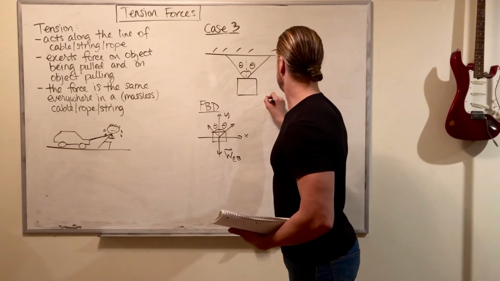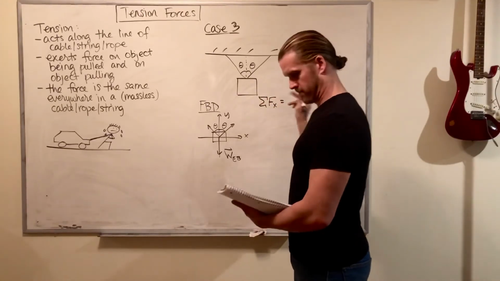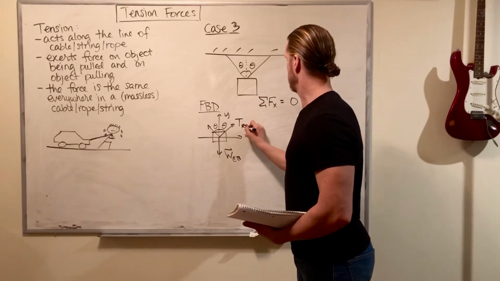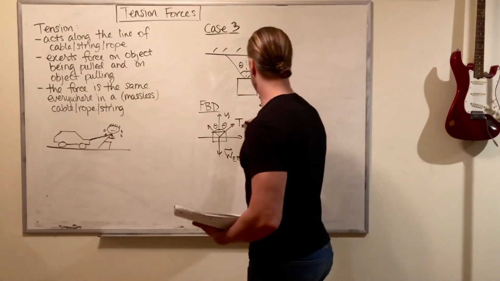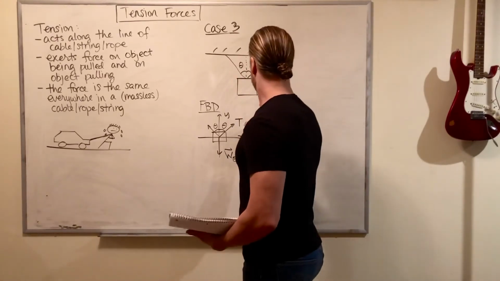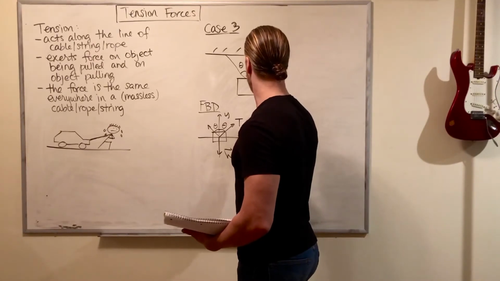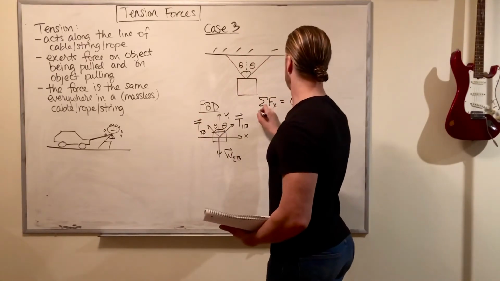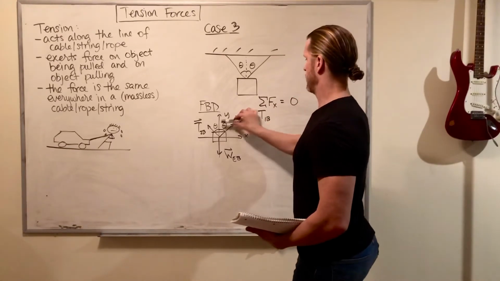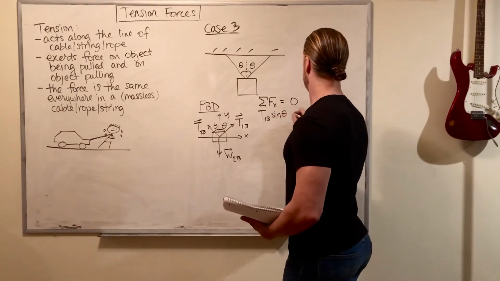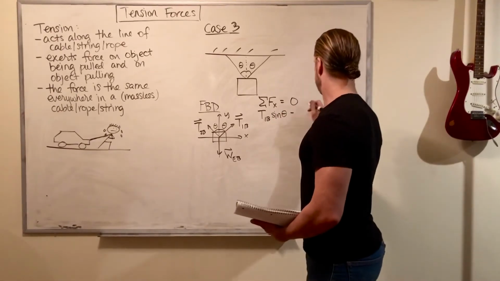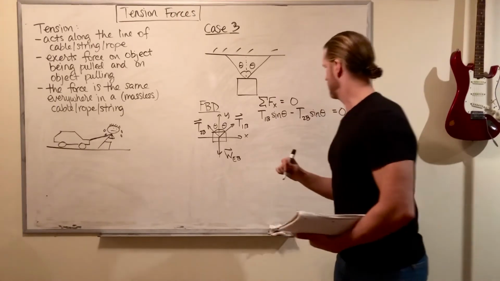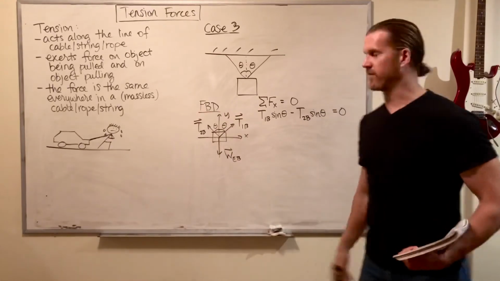So in the x direction, we have, oops, there's T. Let me write T1 from cable 1 on the block, and this will be T2 from cable 2 on the block. Then we've got T1B, the x direction gets that sine, and T2B also gets a sine, and also gets negative because it's pointing to the left.